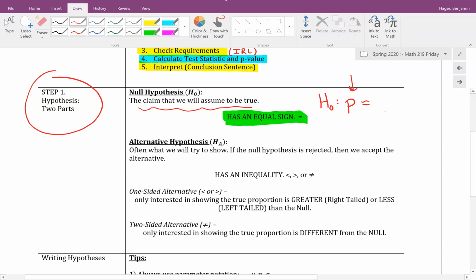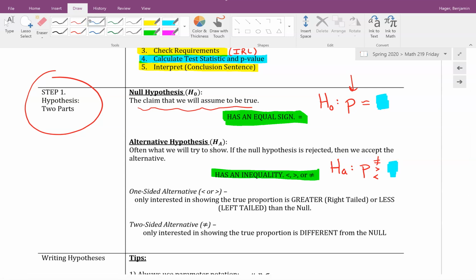Okay. The alternative hypothesis, which we write H sub A, will also be about the population parameter, but it could use not equals, greater than, or less than. It could use any of those. It's basically not an equal sign, but any one of these inequality signs. And whatever your claim is in the null, it's going to be the same here.